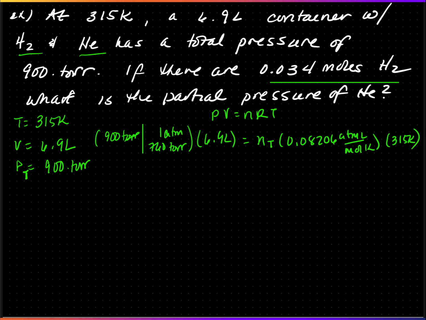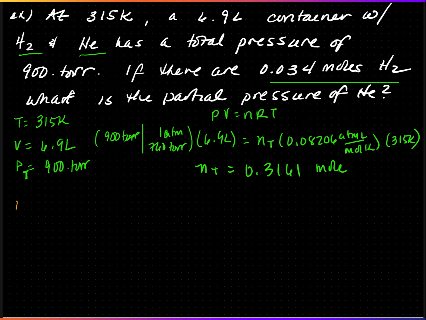So you're going to multiply the left side and then divide by the right side. So n total is equal to 0.3161 moles. At this point, if you want to do sig figs, you can. I usually wait till the end and keep track of my sig figs.